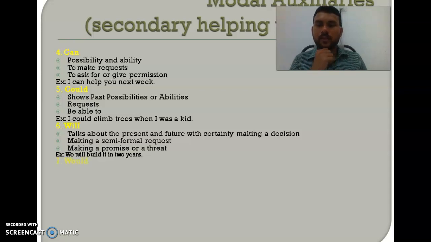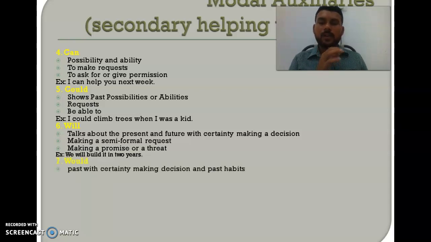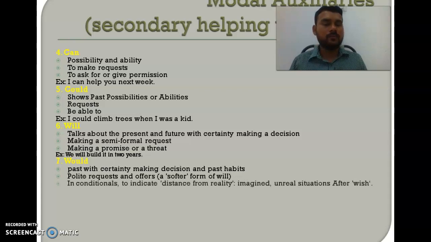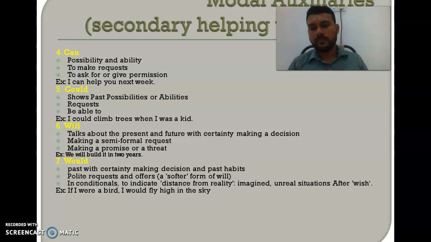The next one is would. Would is completely used in the past tense, for past actions and habits. And it also gives some polite requests in a softer manner. And one thing we have to remember, would is used in if conditions, in conditional clauses, for something imagined, an unreal situation. For example, if I were a bird, I would fly high in the sky. See, it is not realistic, it is unreal, though would is used in it, imaginable.